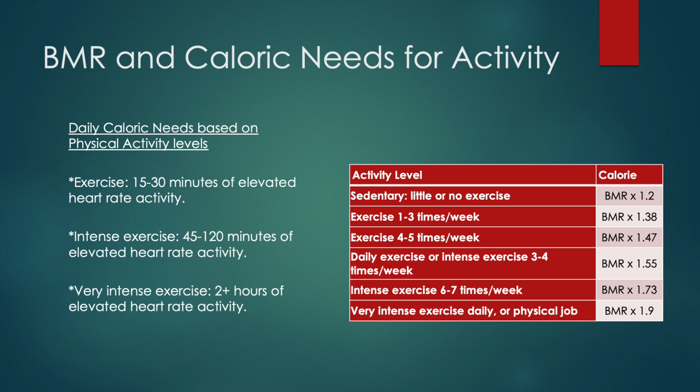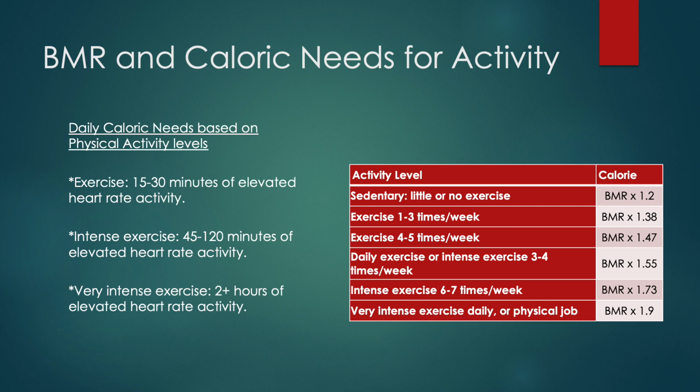Knowing our BMR and our physical activity levels, we are able to calculate daily caloric needs for our patient. So the chart tells us the activity level, and then we would take our BMR and multiply it by the specific number in the equation.